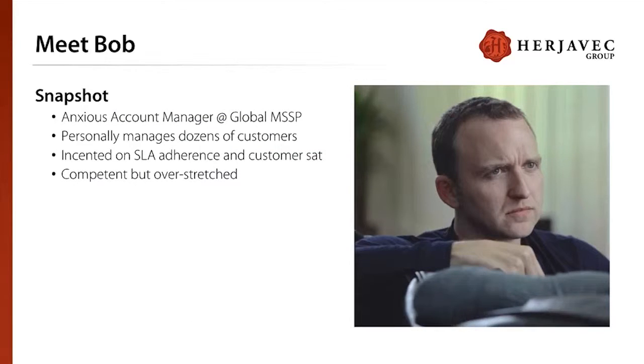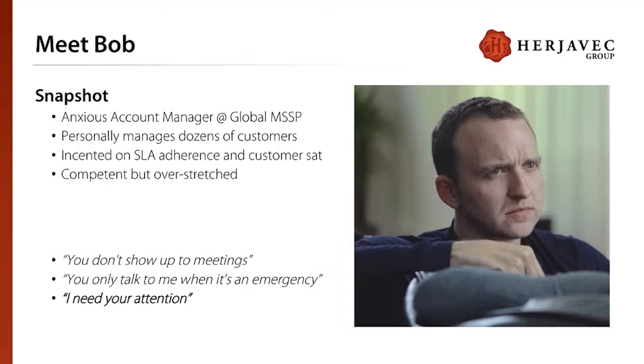First, Bob. Bob is an anxious account manager, right? So these are global managed service providers covering all aspects of technology as well as global reach. So in Bob's situation, he has dozens of customers, and the MSSP is growing so fast that it continues to increase. He is focused on SLA adherence and customer sat. But how is customer sat defined? That's a question for us to think about later. Then, Bob's a smart guy, but he just tends to get overloaded with clients and client requirements based on what he could actually take in.